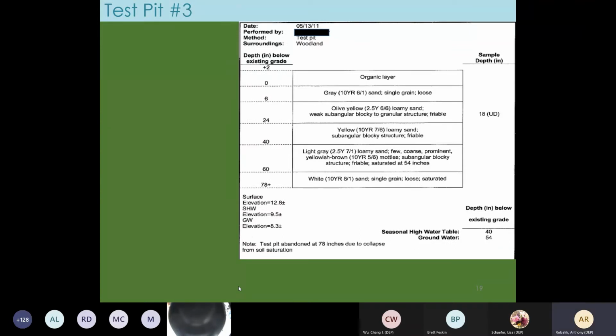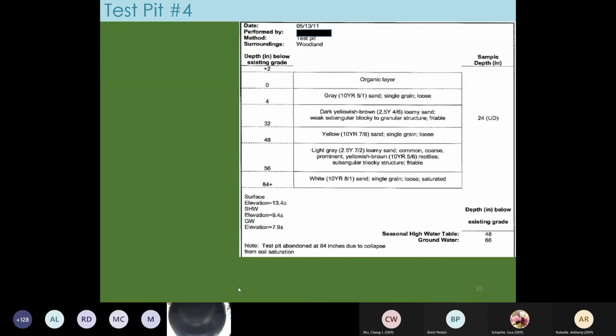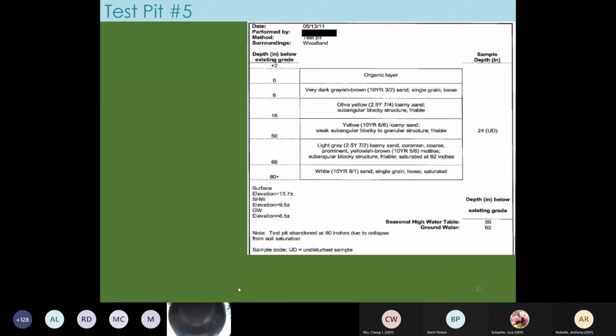Test pit 3, also similar. Seasonal high at 9.5 again. Test pit 4, kind of the same thing. Seasonal high comes out to 9.4. And test pit 5 again looking very similar.